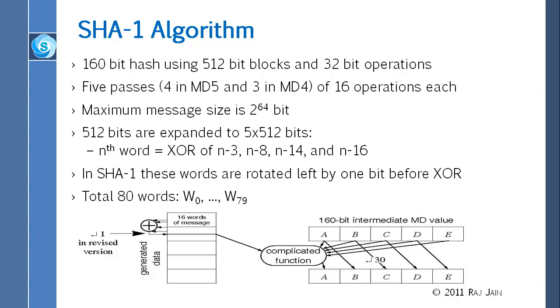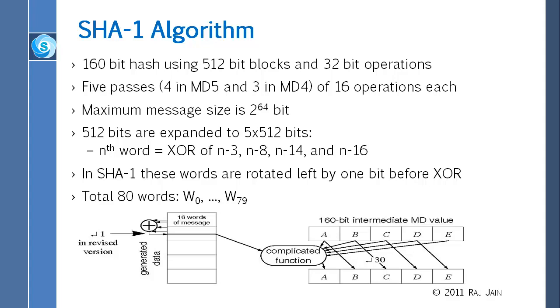So the nth word is the exclusive OR of the n-3, n-8, n-14, and n-16th words. So you write only words 1, 2, 3, 4, 5, 6, and then up to 16 you will get right away from the message, and the 17th can be done by this formula. So you get 80 words, and the original SHA was simply the exclusive OR of these. In SHA-1, each word is rotated by 1 bit before the exclusive OR. So you have a total of 80 words.